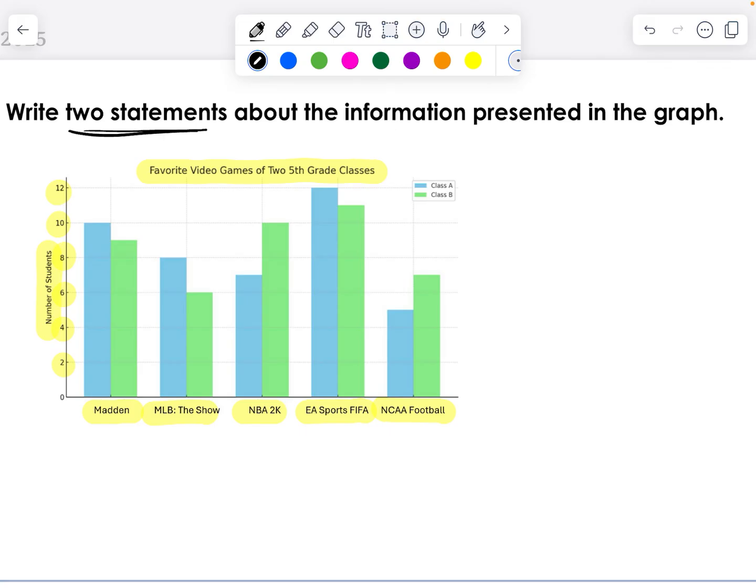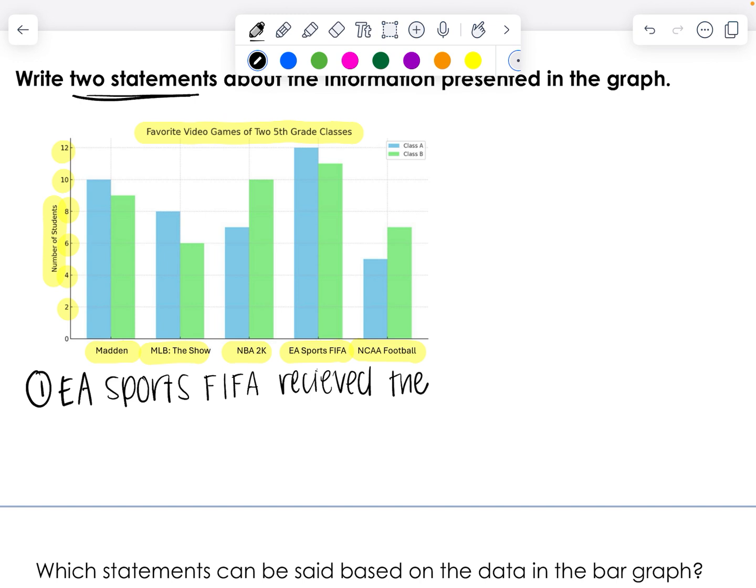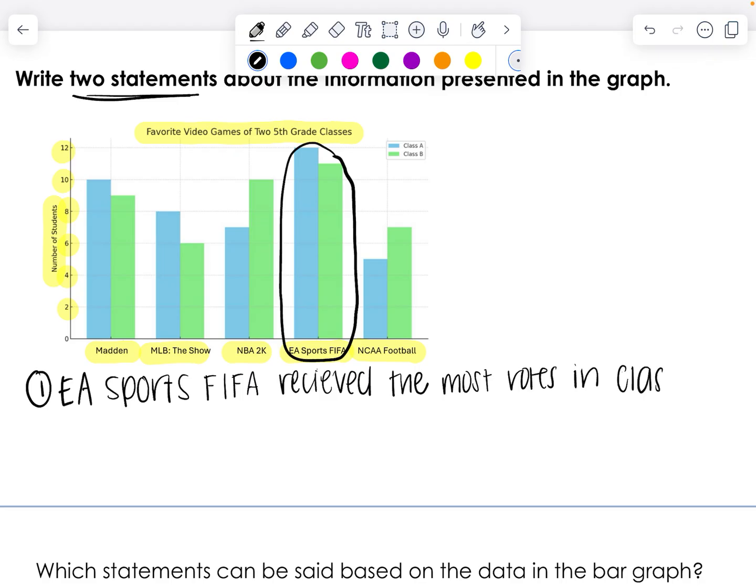I can write this statement as: EA Sports FIFA received the most votes in Class A and Class B.